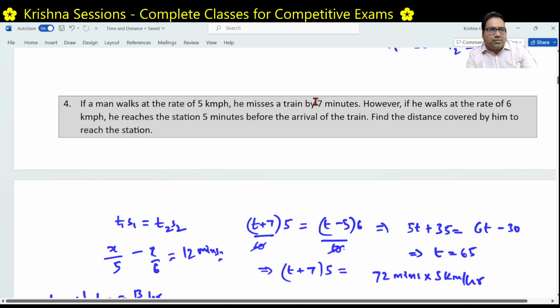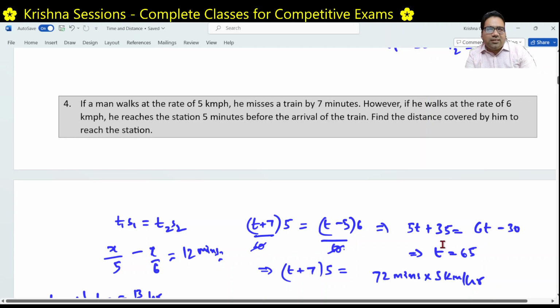He's taking 7 minutes more if he's walking at 5 kilometers per hour. So that time plus 7 minutes, divided by 60, so this is the total number of hours, into 5, is equal to that time minus 5 minutes, because he's reaching 5 minutes early. So he's taking 5 minutes less to reach, that is t minus 5, and speed is 6 kilometers per hour. He's still able to cover the distance. So 60 by 60 will cancel. We get t equal to 65.